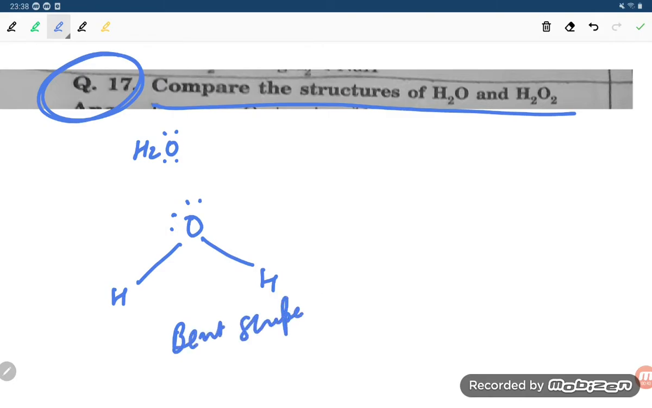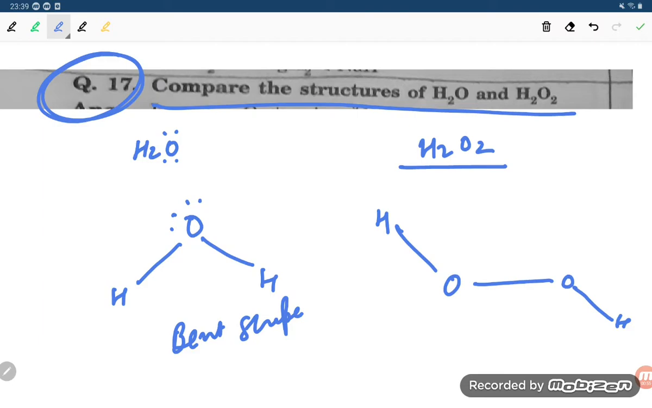But when you talk about H2O2, student, it has a non-planar structure. The oxygen bond is there, and on the other side a hydrogen, and on this plane also one hydrogen is there. So here is the bond angle. In water, this is the reduced bond angle 104.5 degree, right? Here in H2O2, the bond angle is 94.8 degree.